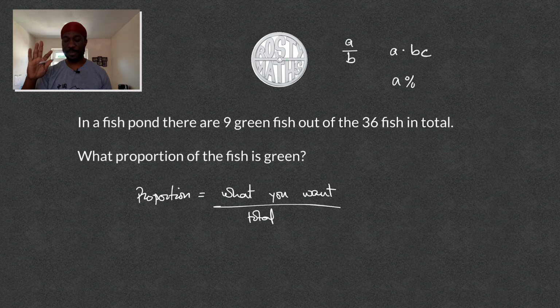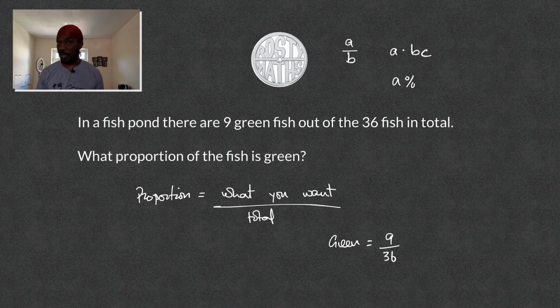Very short video, smash it out and we're done. In a fish pond, there are 9 green fish out of 36 fish in total. Really easy. So you can see what I want is a green fish, and in total I've got 36 fish. So what proportion of the fish in the pond are green? To find my green fish, there are 9 green fish out of 36 in total.